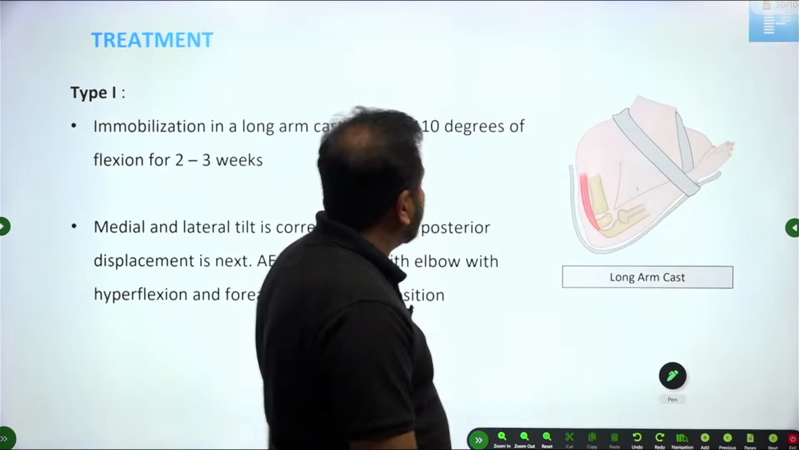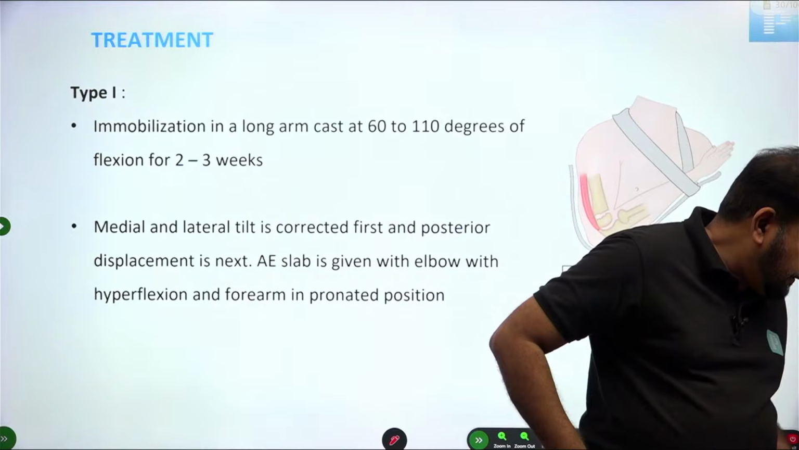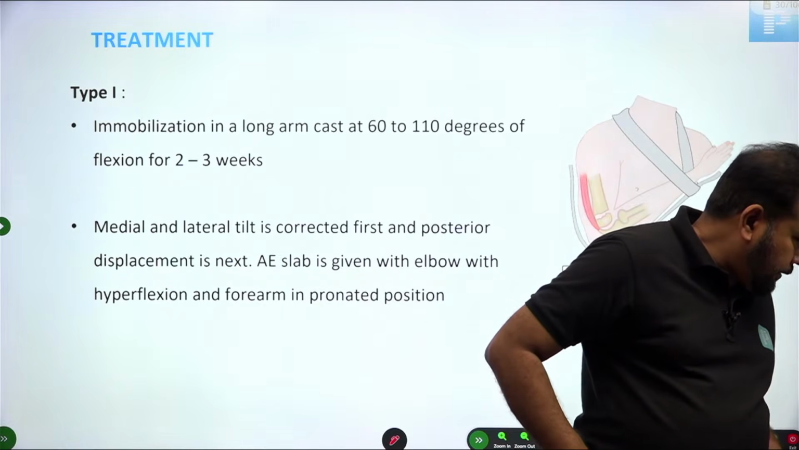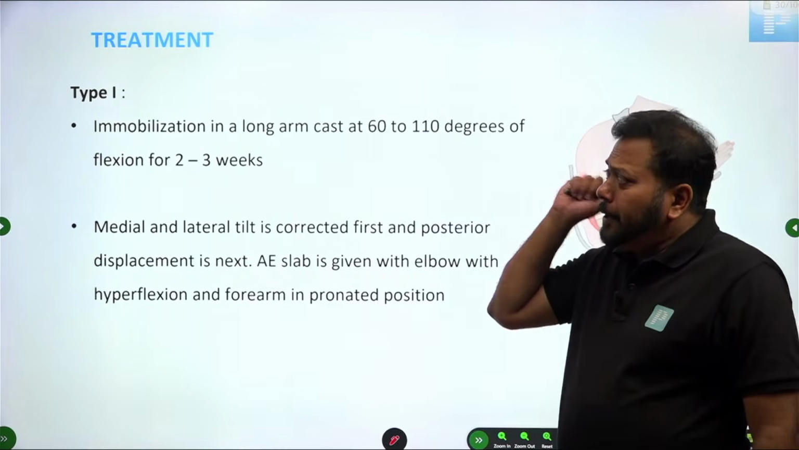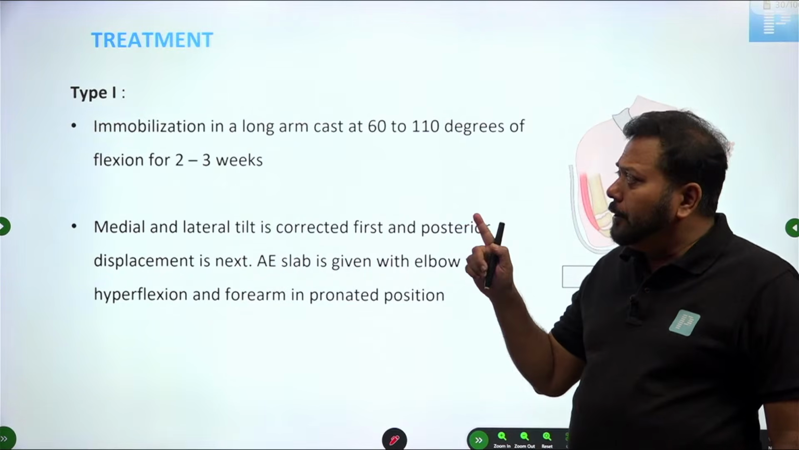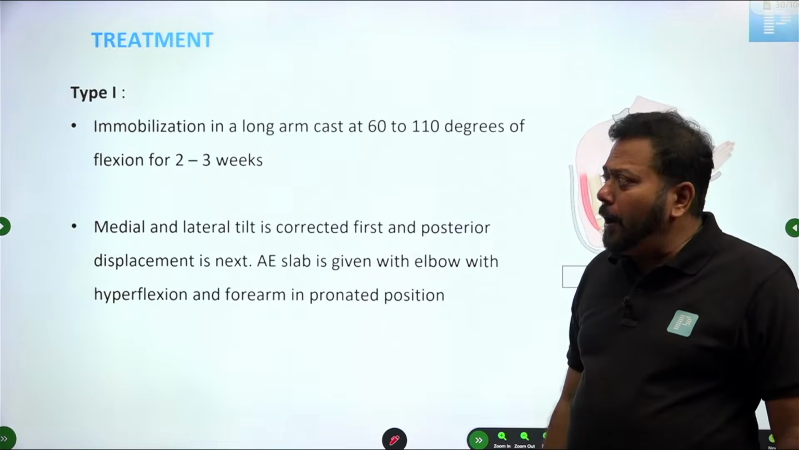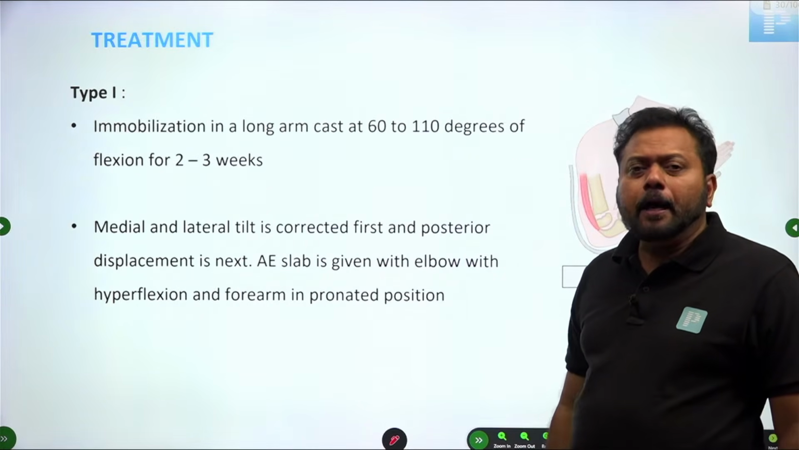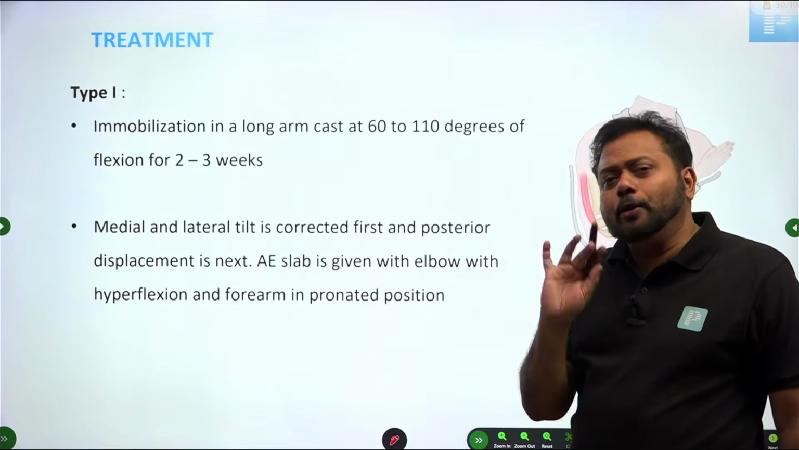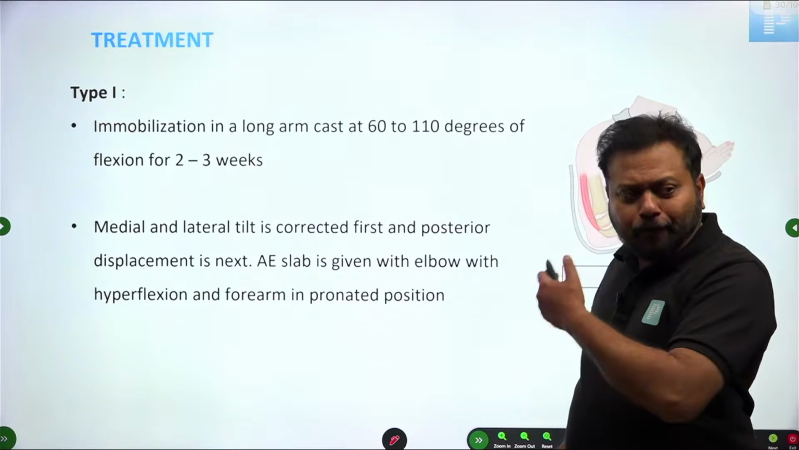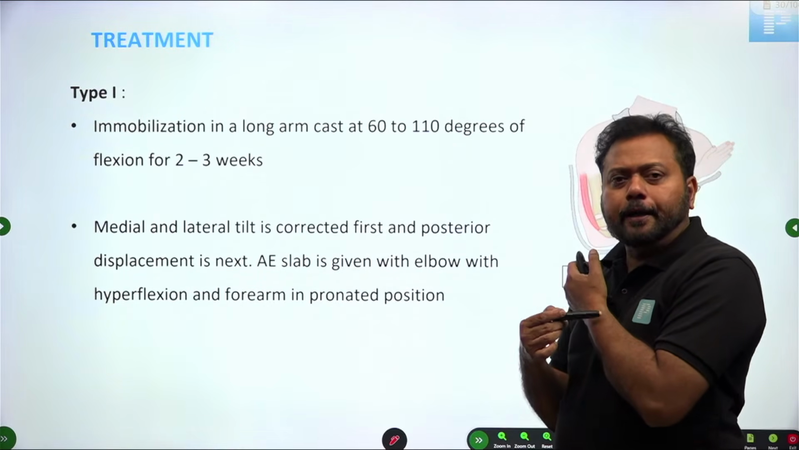Coming to treatment. Very simple. Type 1, type 2, type 3. Type 1, no surgery, because it is a crack fracture in the supracondylar area. There is no displacement at all. So you flex the elbow to 110 degrees and give an above elbow POP cast.